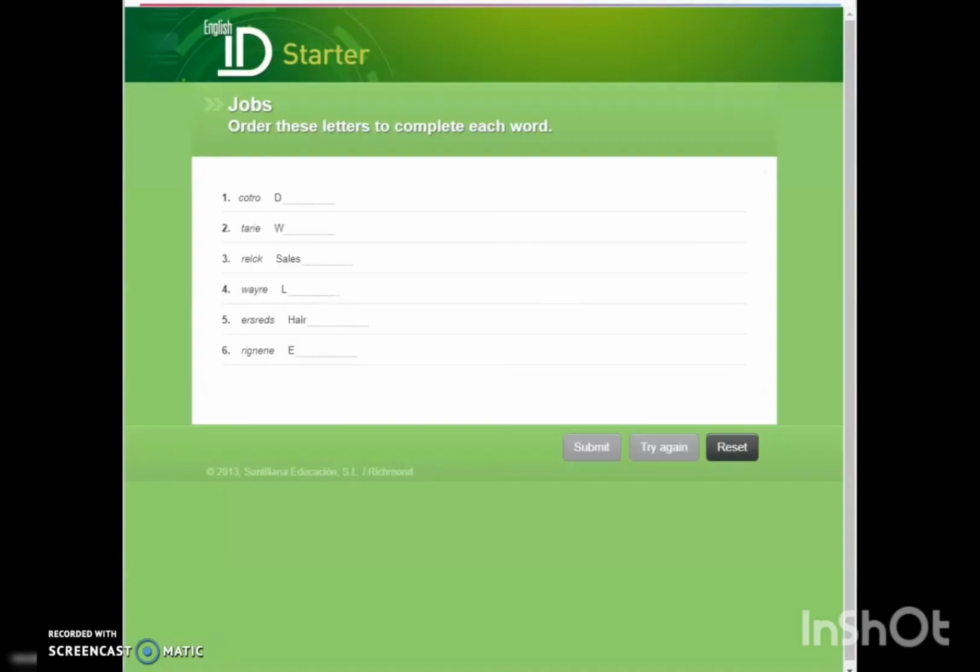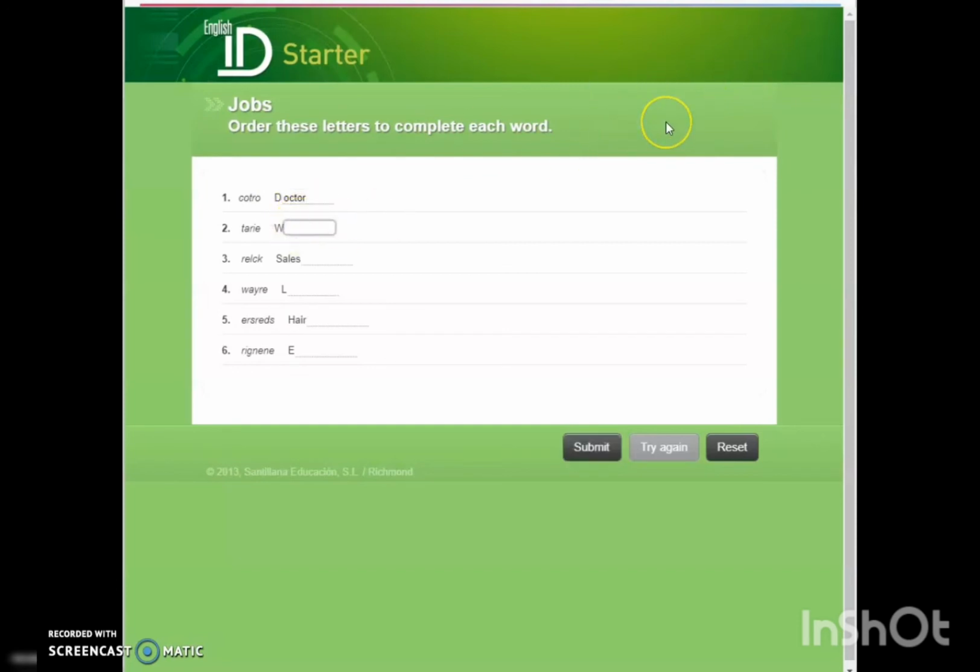As you know, we are studying the content jobs. What do you do? For that, you have to complete this. Order these letters to complete each word. What do you think is the first one? Here you are gonna start writing.